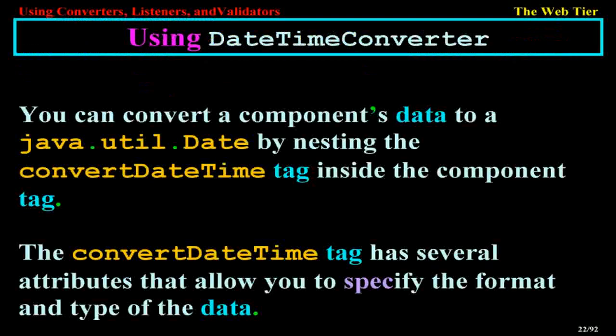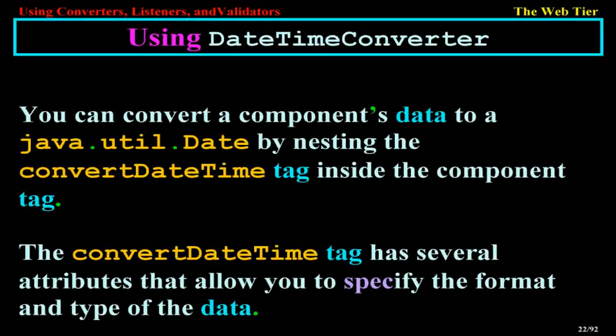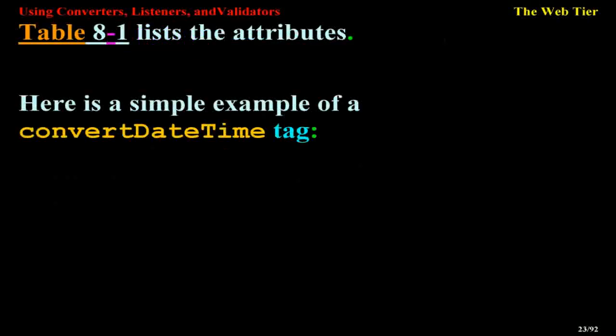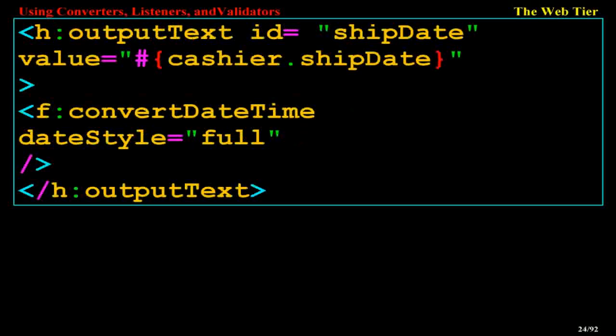Using DateTimeConverter, you can convert a component's data to a java.util.Date by nesting the convertDateTime tag inside the component tag. The convertDateTime tag has several attributes that allow you to specify the format and type of the data. Table 8-1 lists the attributes. Here is a simple example of a convertDateTime tag: <h:outputText value="#{cashier.shipDate}"> <f:convertDateTime dateStyle="full" /> </h:outputText>.